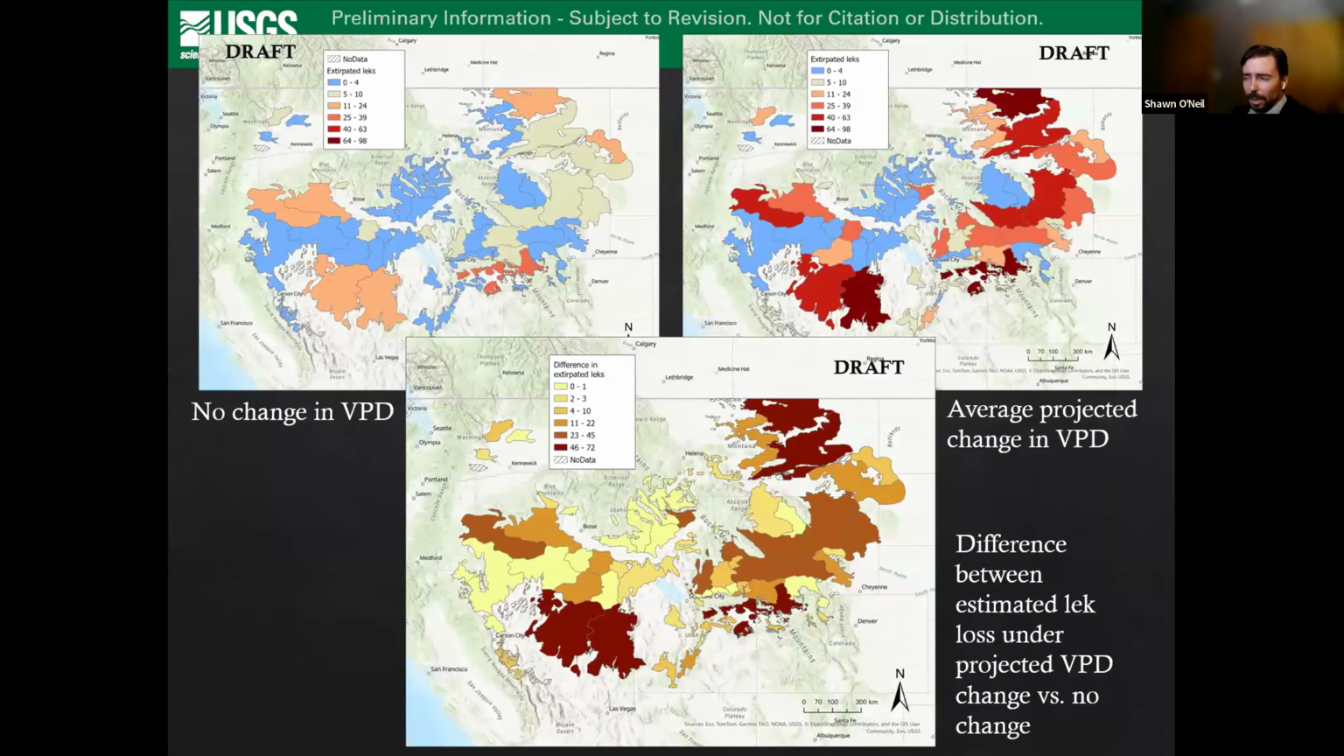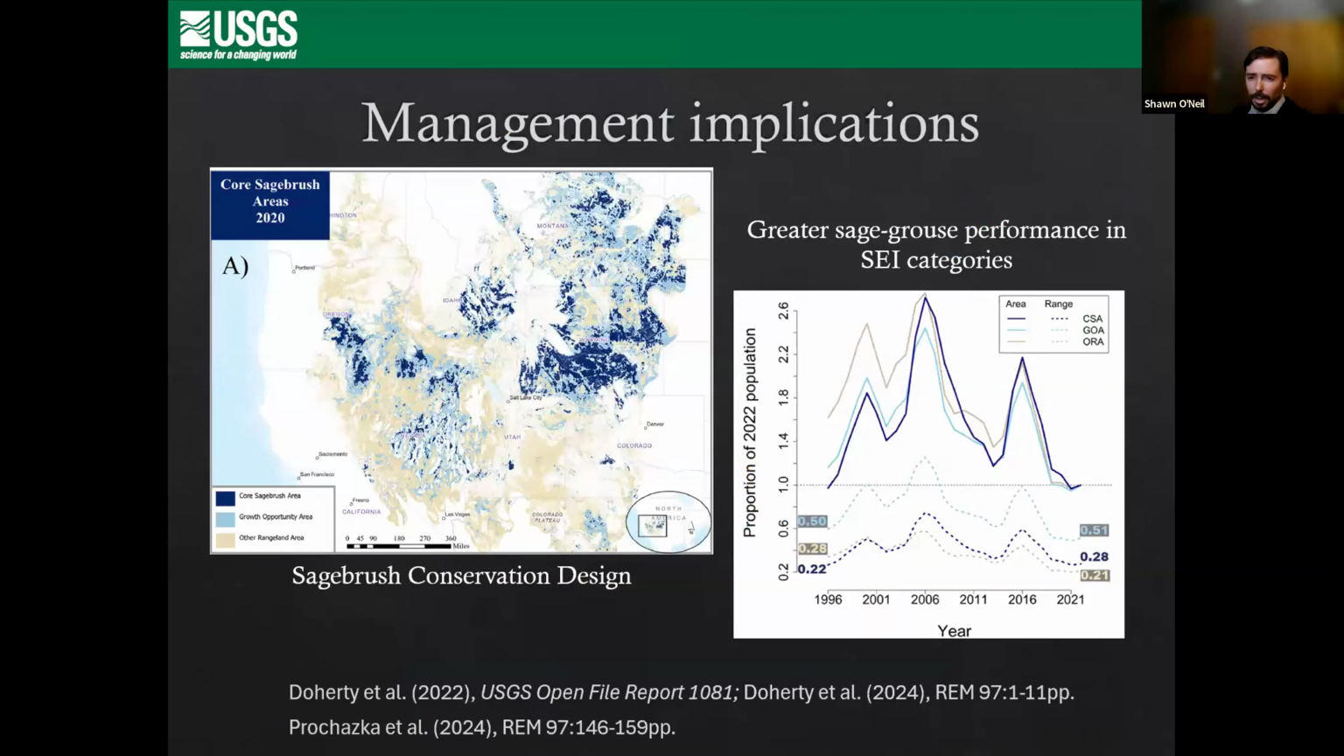We can look at this spatially and project where losses might be greatest under these model assumptions. Upper left is lek loss under constant climate, upper right is under climate change scenario, and then the middle is the difference between the two. And so we see, for the most part, that the highest extirpation rate is where VPD is likely to increase the most. So I want to talk a bit about management implications.